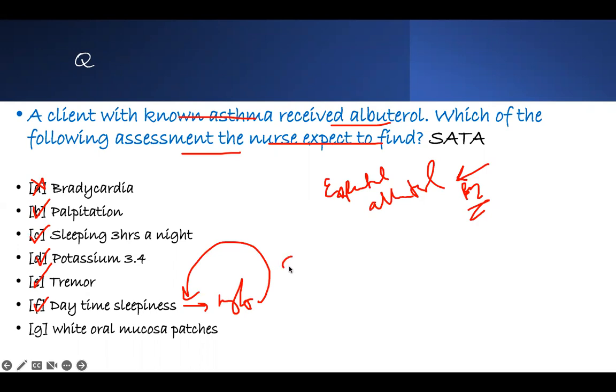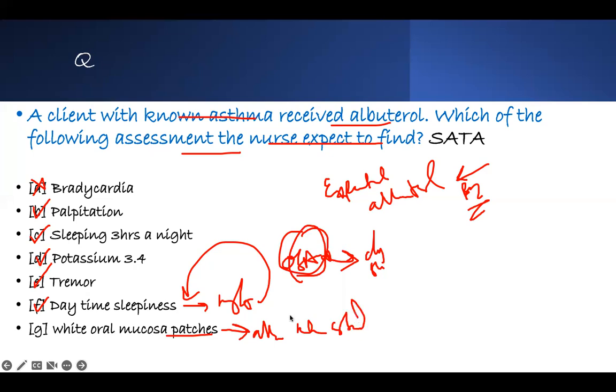And this is the same thing as obstructive sleep apnea people. Just a knowledge check over there, just trying to fill in the gap for you. Obstructive sleep apnea people, because they can't sleep at night, during the daytime they sleep. So that's why we have this thing that we can see what exactly their problem is. So then white oral mucosal patches. Yeah, that's not Albuterol, right? It is an inhaled steroid, not an inhaled bronchodilator. So this is wrong.